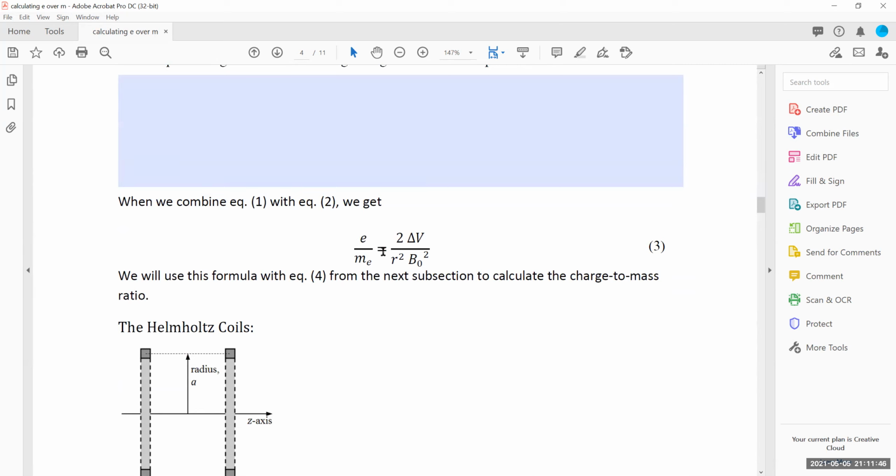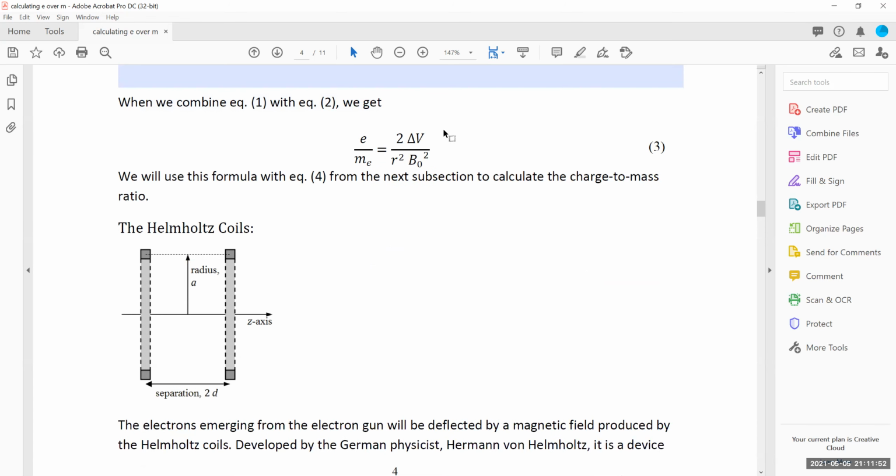Okay? We will use this formula, equation 4, for the next subsection to calculate the charge to mass ratio. So we're going to use this expression now. If I can find R, the radius of that beam that comes out, if I know what the magnetic field is, and if I know what delta V, the accelerating voltage, is, then I'm in business. Then I know exactly what I'm doing in here. I can just use this formula and I'm in business. Does this make sense?